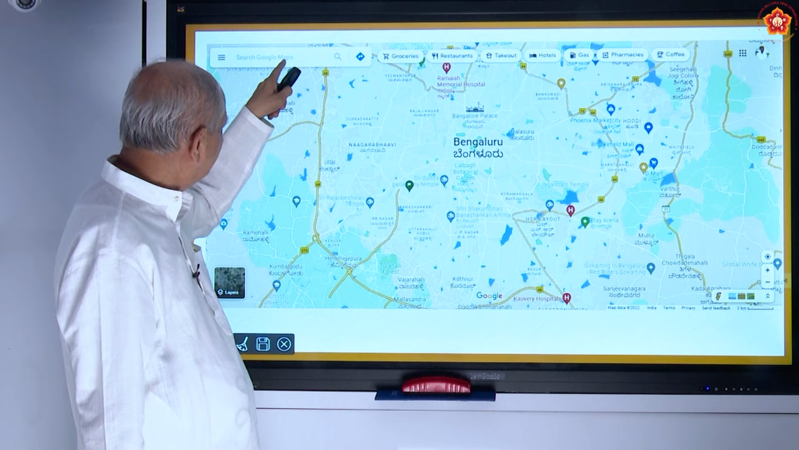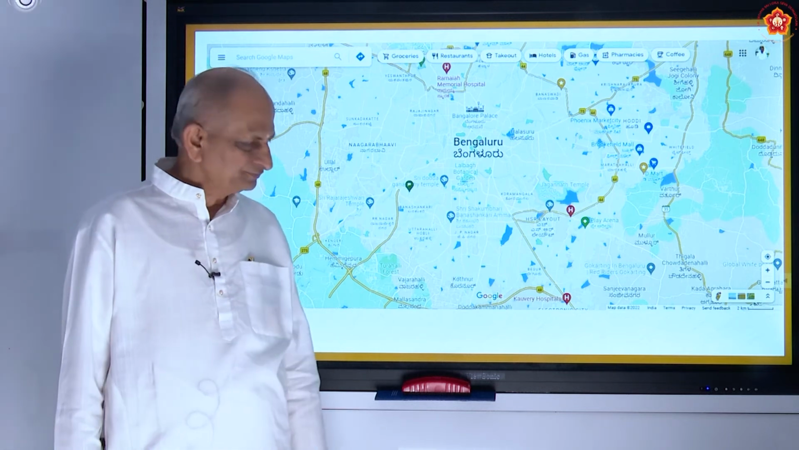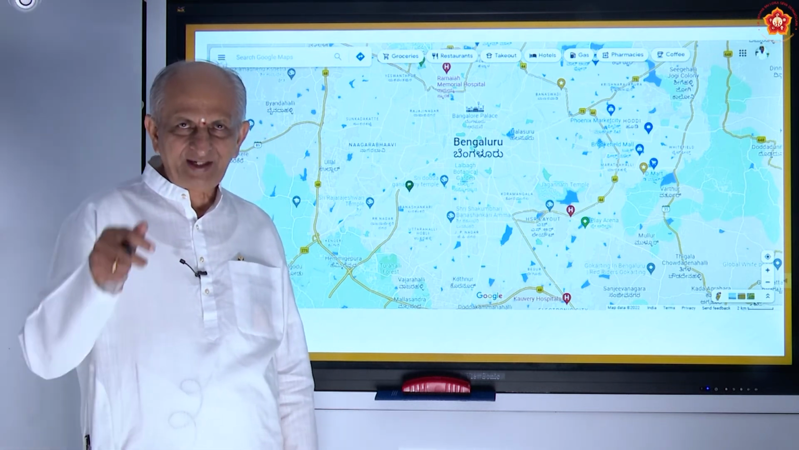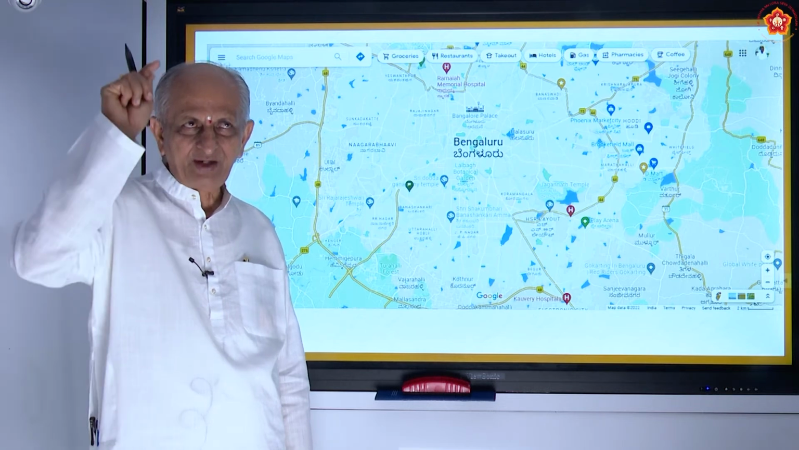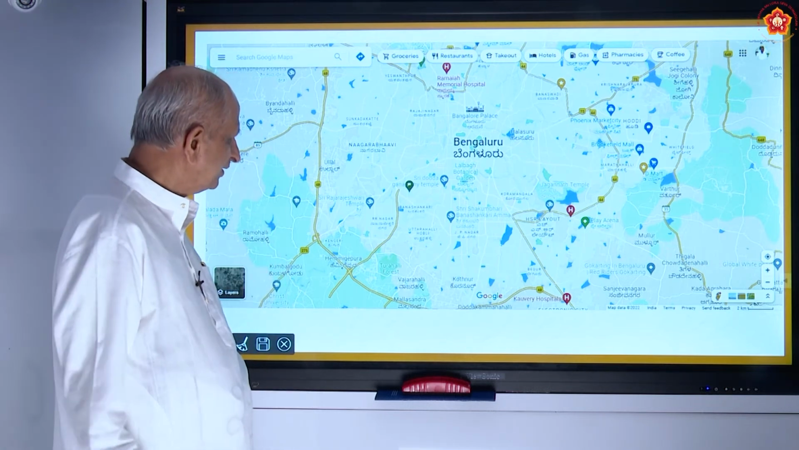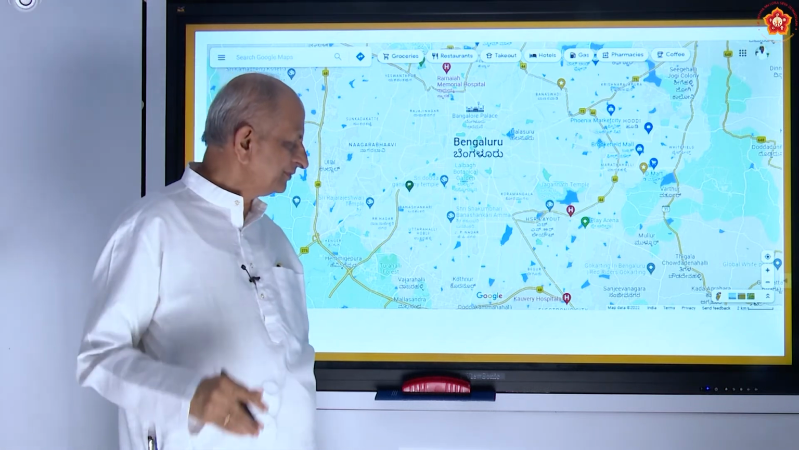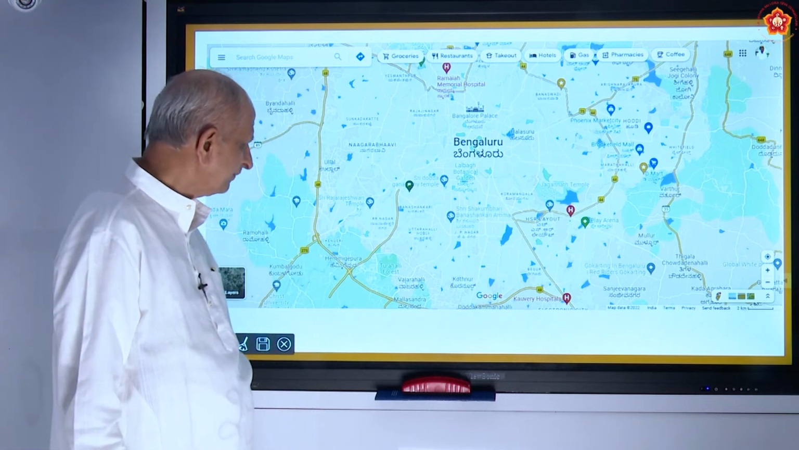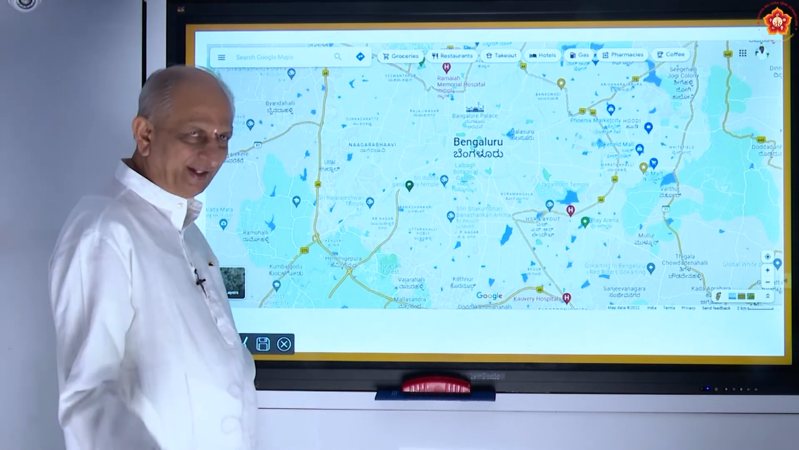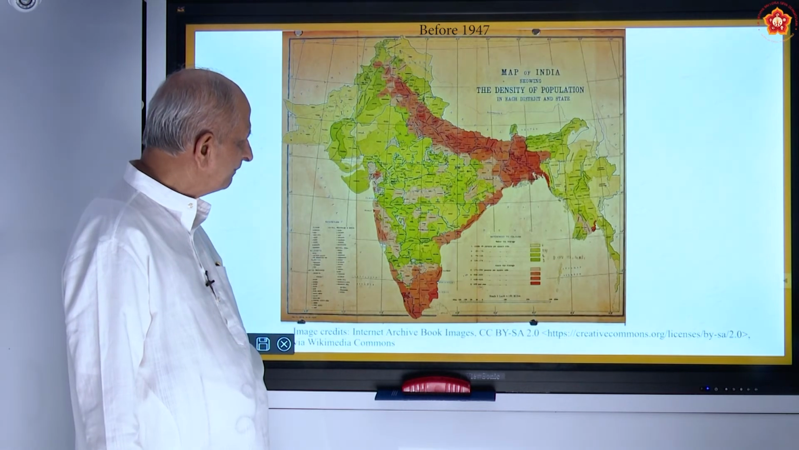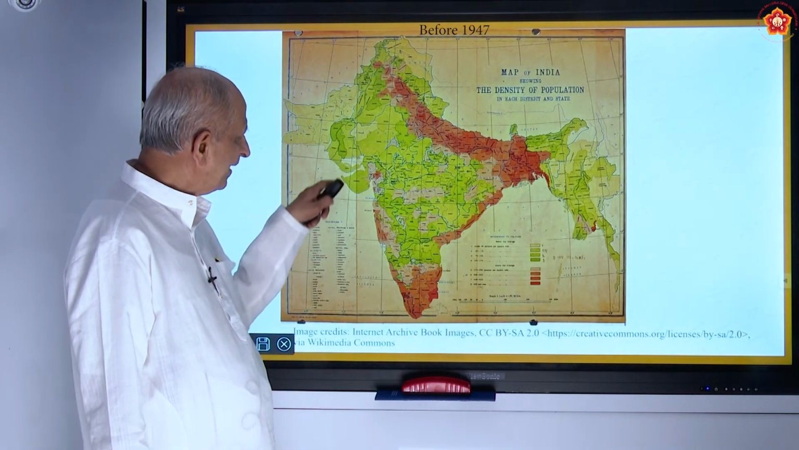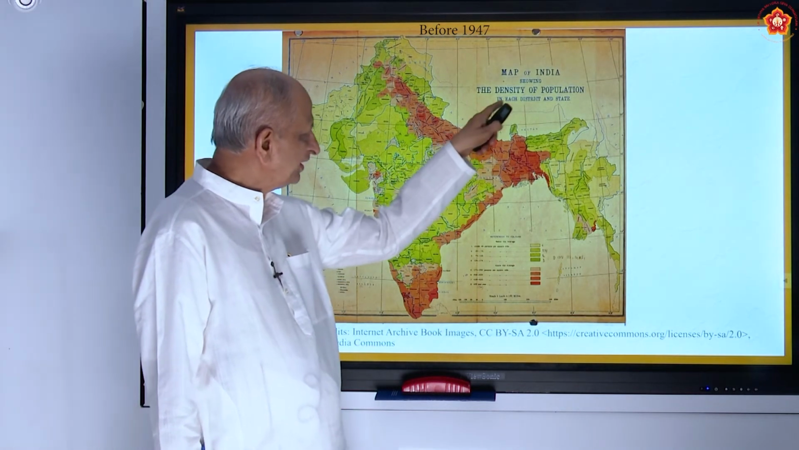Search Google Maps. Okay, and from where you have to start, there it starts. And where you have to reach, it will be showing. What is the time required, what is the distance, everything will be showing. Okay, is it nice? Okay, so this is called a Google Map, and this is a map of India about density of population.